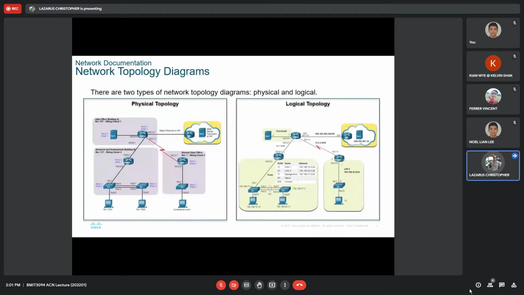Right, so there are two types of topology diagram. Just now I talked about physical topology, which indicates the exact location, based on the map of your site, of any of the devices, whether it's a server, router, switch, or your host. And in fact, even the wiring may be shown, right? It may be shown.